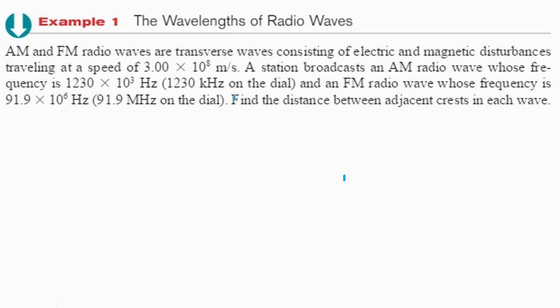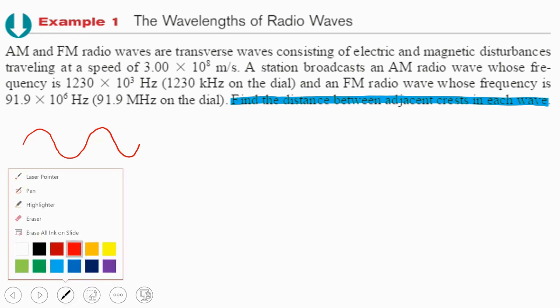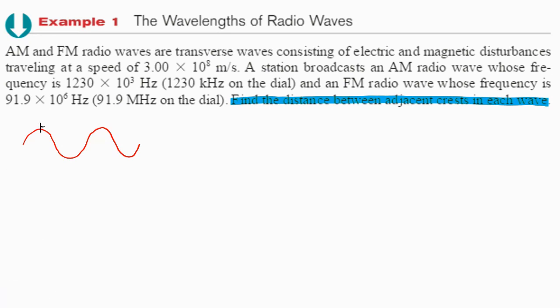It's always helpful to figure out exactly what the problem is asking you to solve for, and it words this a little bit differently. So find the distance between adjacent crests in the wave. So these are transverse waves, so they look sinusoidal. So let's say here is my wave, and it wants us to find the distance between adjacent crests. So if we labeled that on here, it's asking us to find that distance, which in reality is our wavelength lambda.